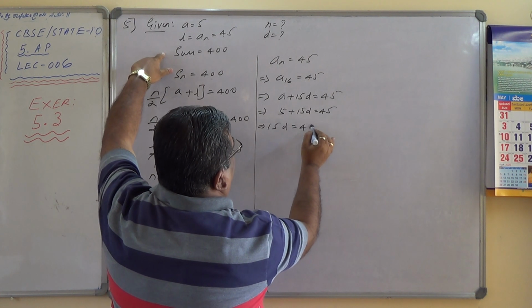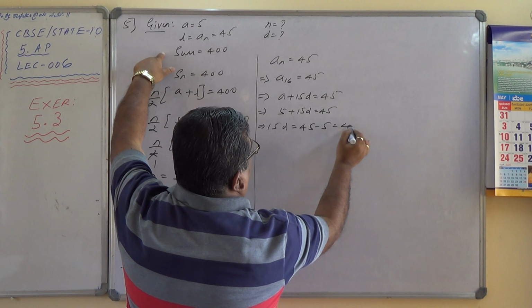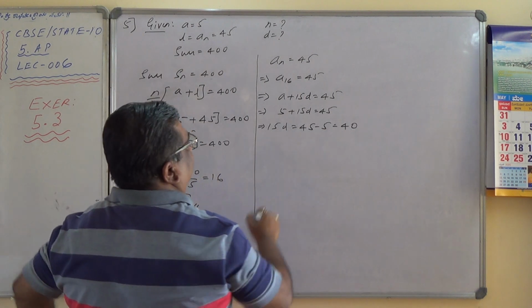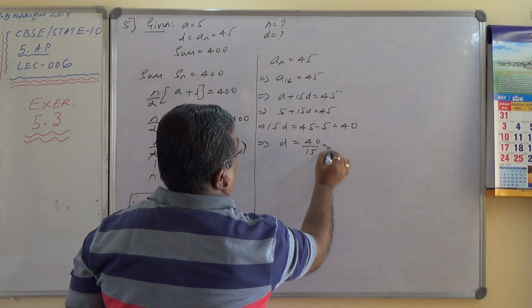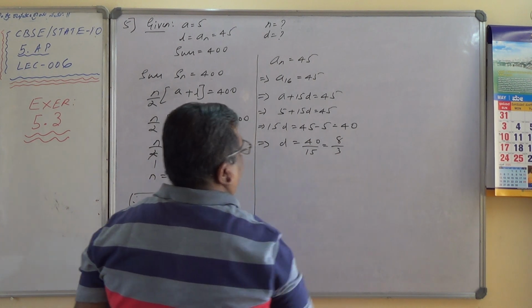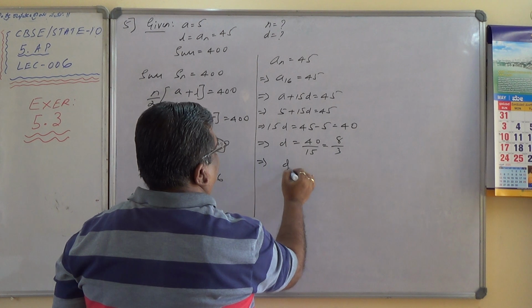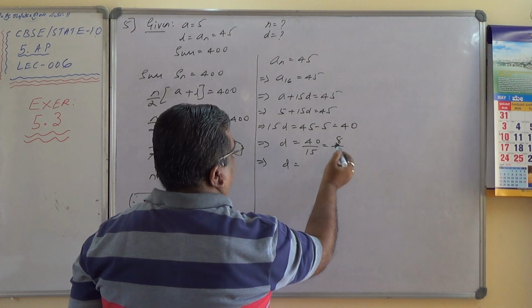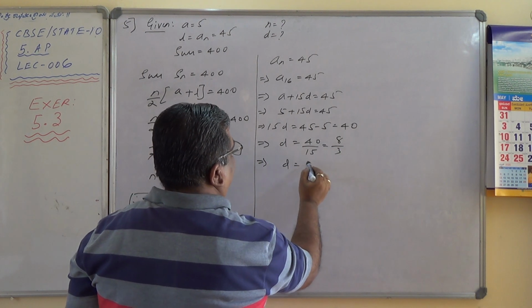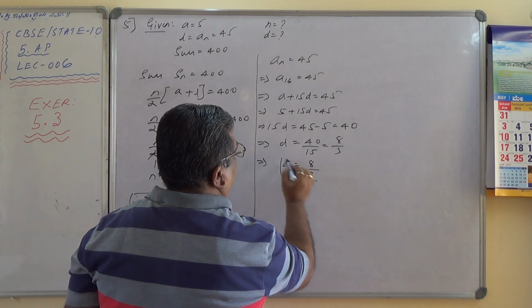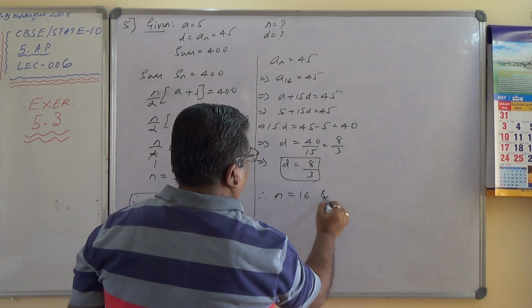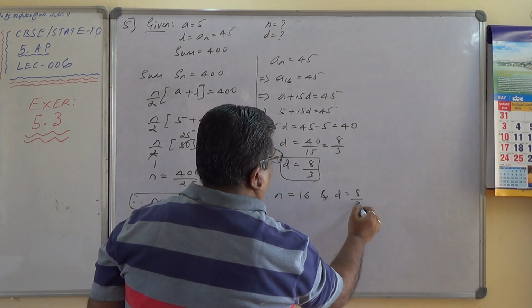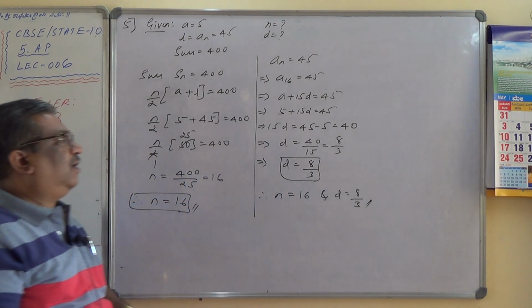15D equals 40. D equals 40 by 15, 8 by 3. 5 3s are 15, 5 8s are 40, so 8 by 3, and therefore N equals 16 and D equals 8 by 3. It is correct. Note down.